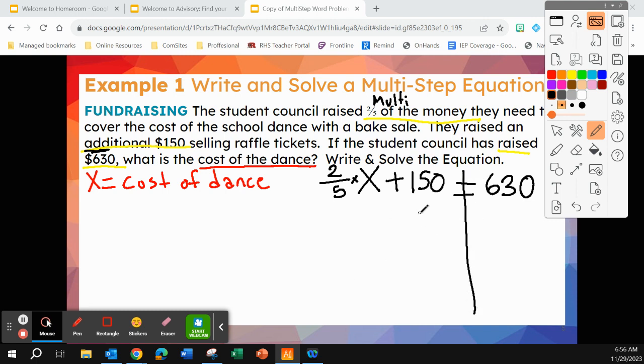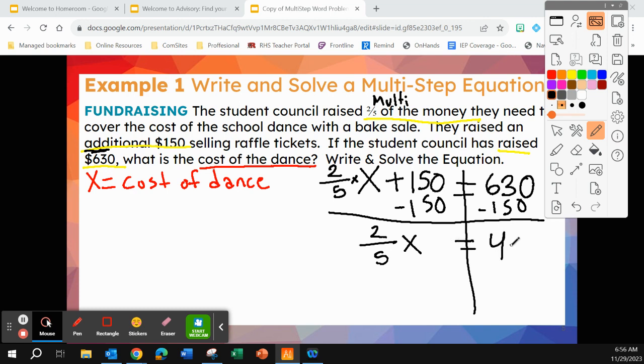And yeah, this one could be tricky. We're going to subtract 150 from both sides. That first step's always easy, even if you have that nasty fraction there. We have 2/5 x equals 480.